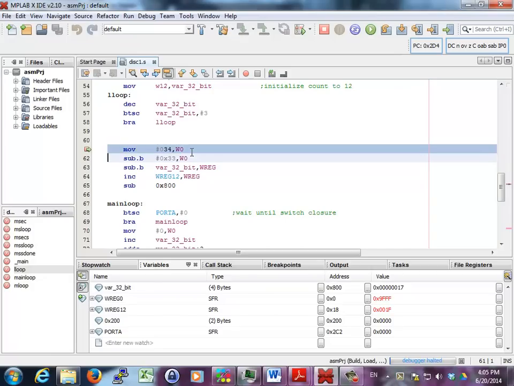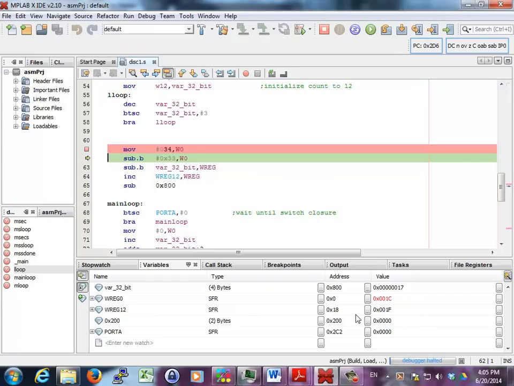So if you remember, this one was moving an octal value, and if you execute that, that's basically going to put, as far as I remember, 1C into WReg0. Yeah, so this is the 1C value that we have.